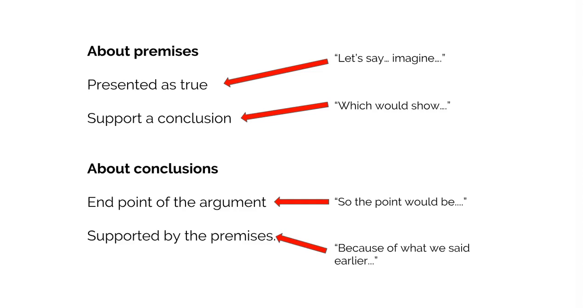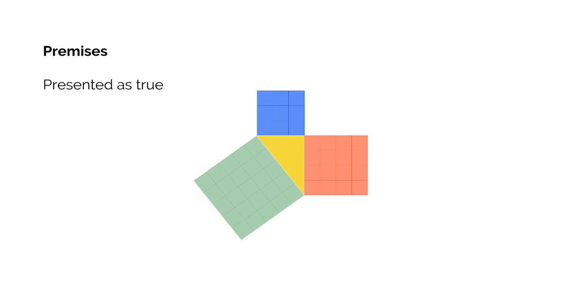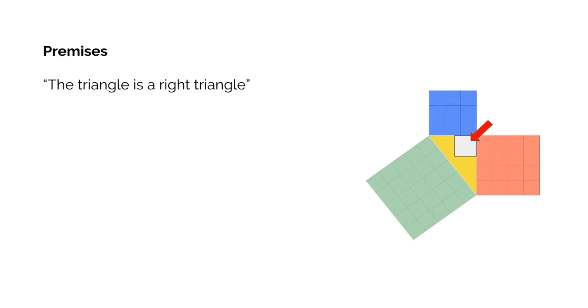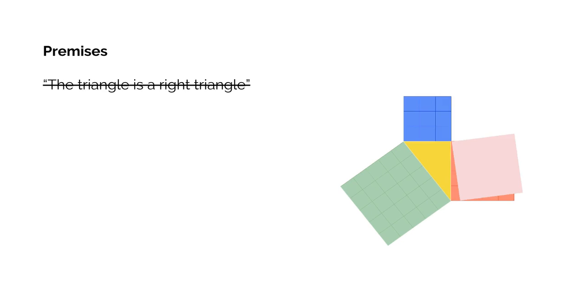So let's see an example. We said that premises are presented as being true. So for example, in the case of the 3, 4, 5 triangle, we're saying that the corner of that triangle is square. That's one of the premises. So we're saying that it's true that the corner is square.